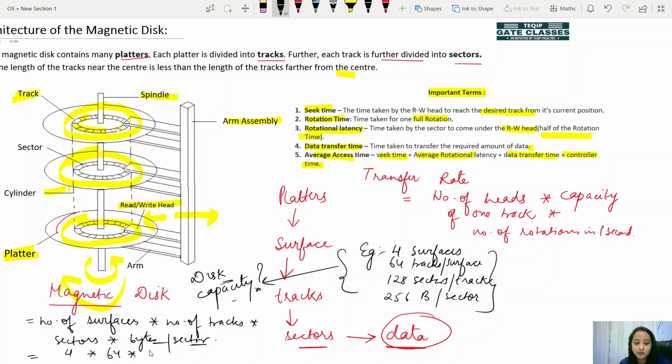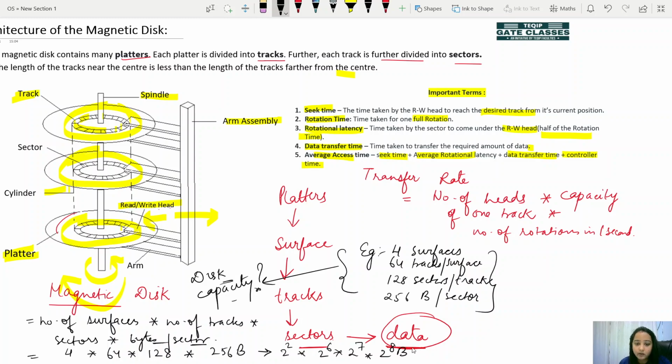Then the number of sectors is 128 per track, and 256 bytes of data per sector. Let me write these in powers of 2. 2 raised to power 2. 64 is 2 raised to power 6. 128 is 2 raised to power 7. Multiply by 2 raised to power 8, that is 256.